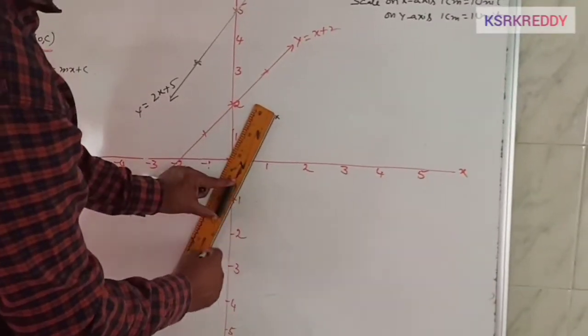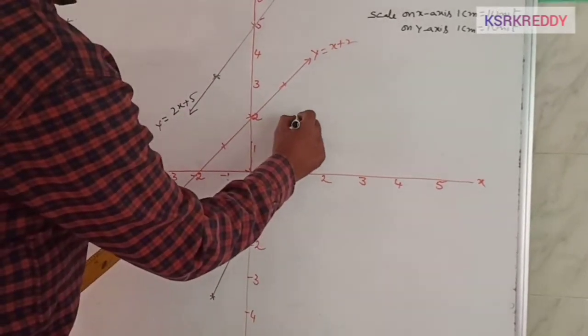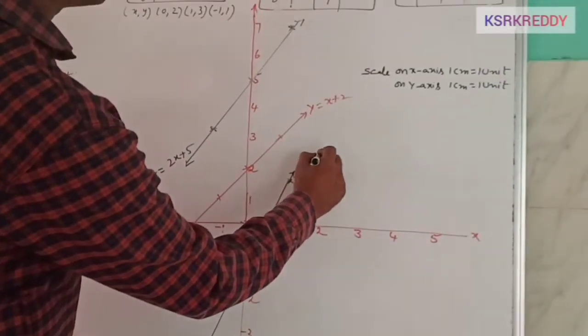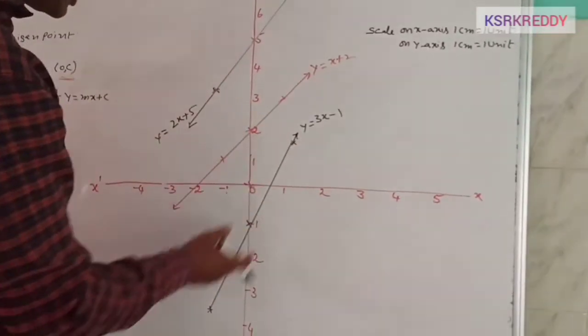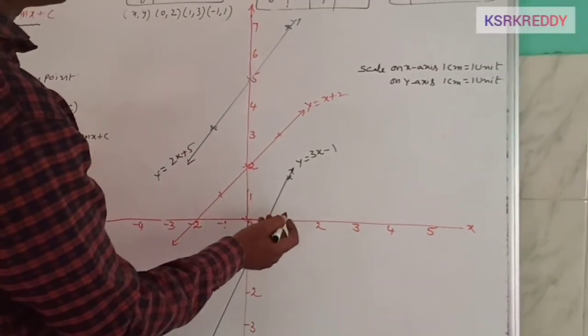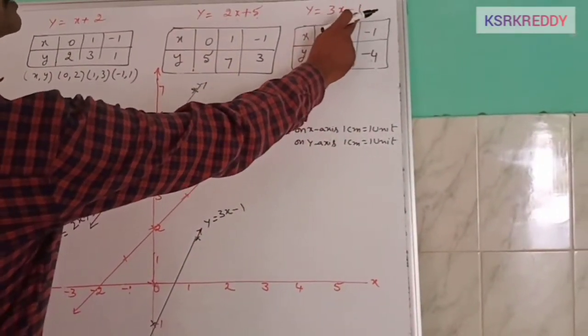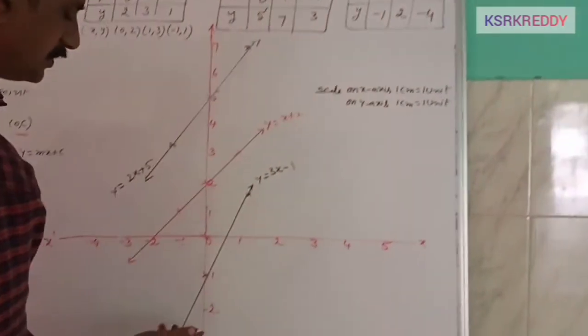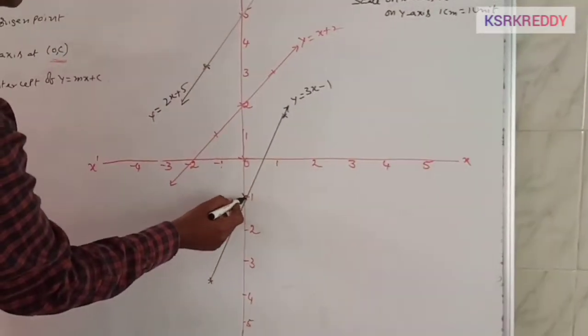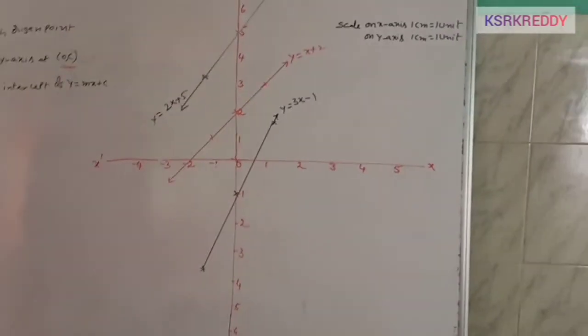Join these 3 points with the scale. It is the straight line y equal 3x minus 1. It does not pass through the origin point. It intersects the y-axis at 0 comma c, which here is 0 comma minus 1. So these are the properties of y equal mx plus c.